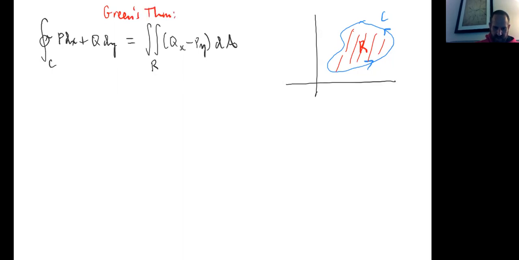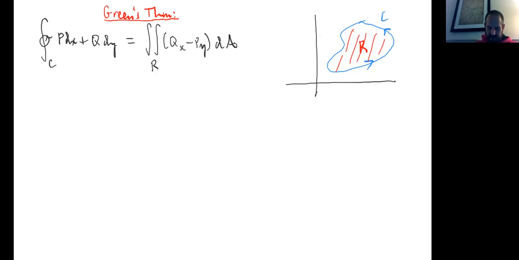Okay, so Green's theorem says this, okay? And the curve has to be positively oriented, which means the region it bounds is always on the left. So it has to be a closed curve. And if that is the case, then the two-dimensional vector field can be evaluated by looking at the double integral over that enclosed region R.